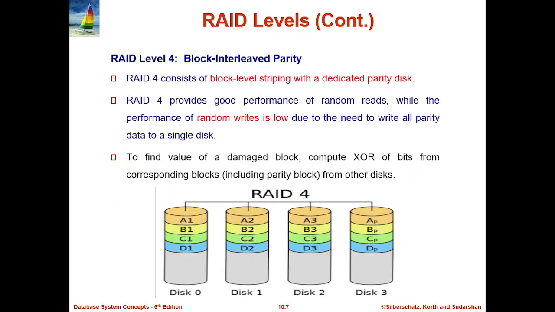RAID level 4 is block interleaved parity. RAID 4 consists of block level striping with a dedicated parity disk. RAID 4 provides good performance of random reads, while the performance of random writes is slow due to the need to write all parity data to a single disk. To find the value of a damaged block, compute the XOR of bits from corresponding blocks, including the parity block, from other disks.